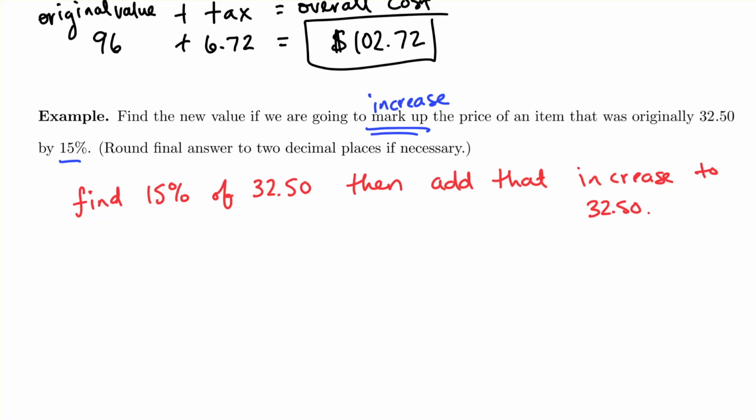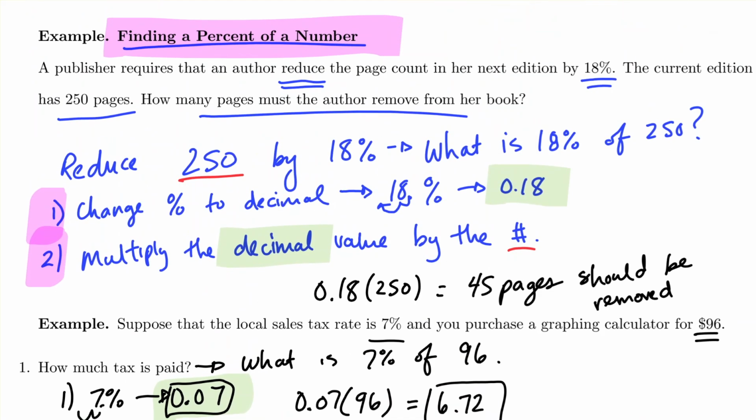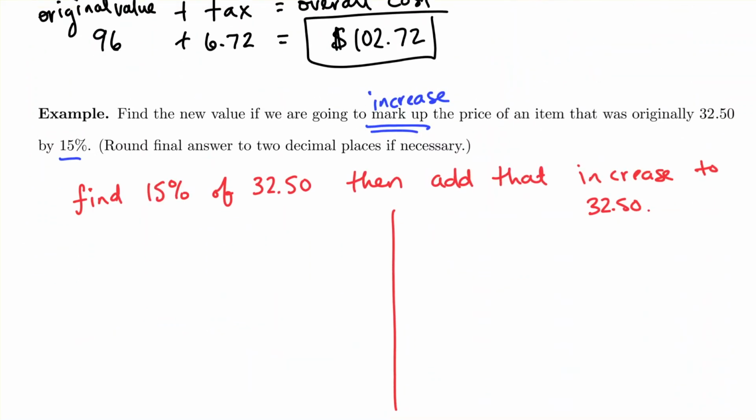Now I'm going to show you 2 ways to do this type of problem. The first way is to just find the increase and then add it. So it's kind of a 2-step. To find 15% of 32.50, what is the process? Any percent of a number, as we outlined here, is change the percent to a decimal, then multiply that decimal value by the number that you're trying to find the percent of. So for us, I need to change 15% to a decimal. The decimal is here, 2 places to the left, so 0.15 is the decimal value. 0.15 times 32.50. Let's use our calculator.